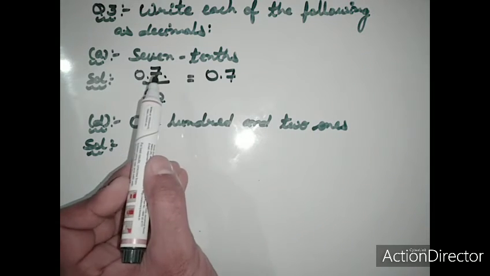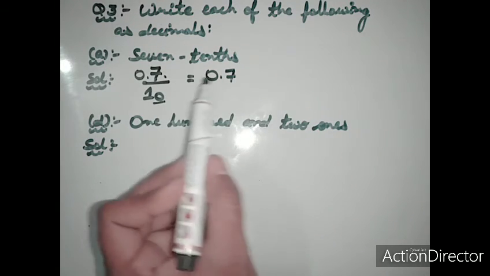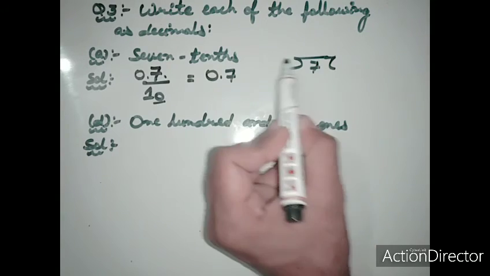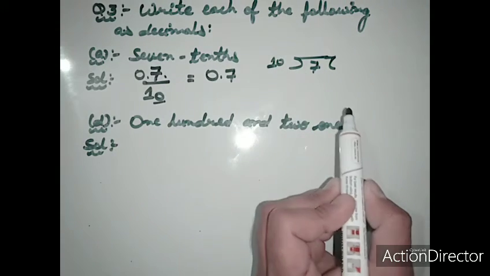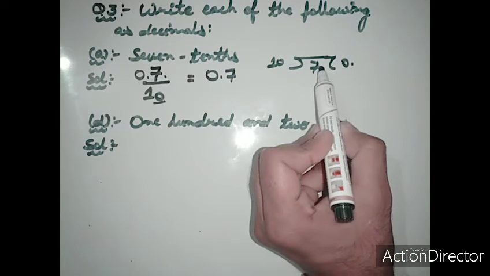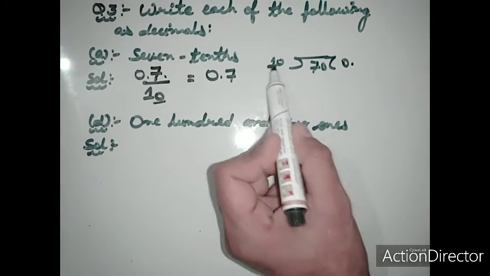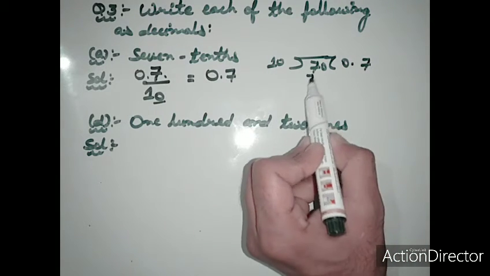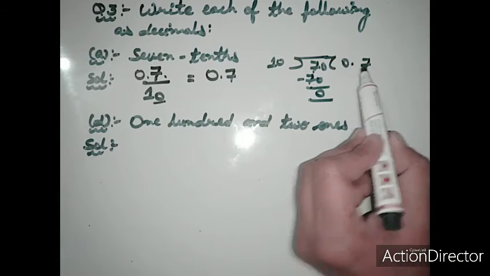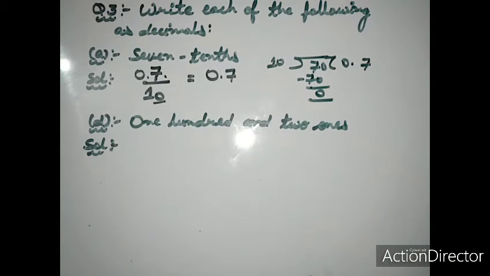And if we divide this 7 by 10, here we get the same answer, right? So if we divide this number here, 7 divided by 10, here we put decimal here and increase 1 0. After that 10 sevens are 70. 70 minus 70, 0. So here we get 0.7.